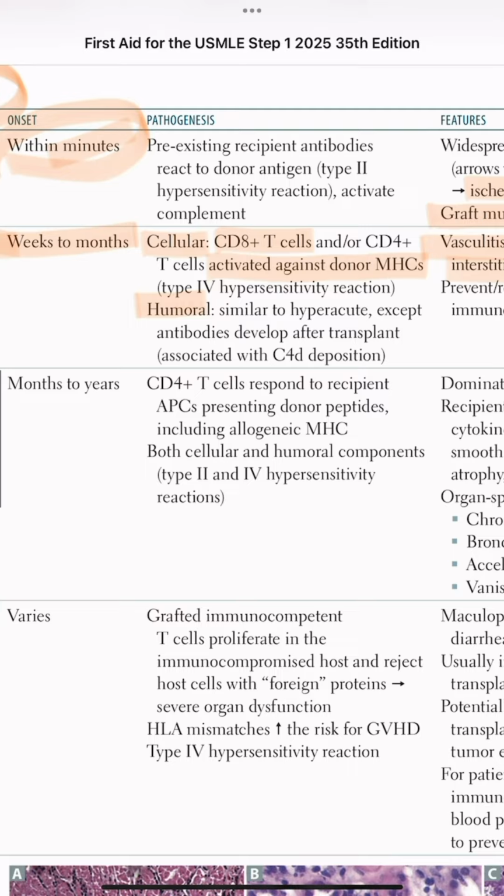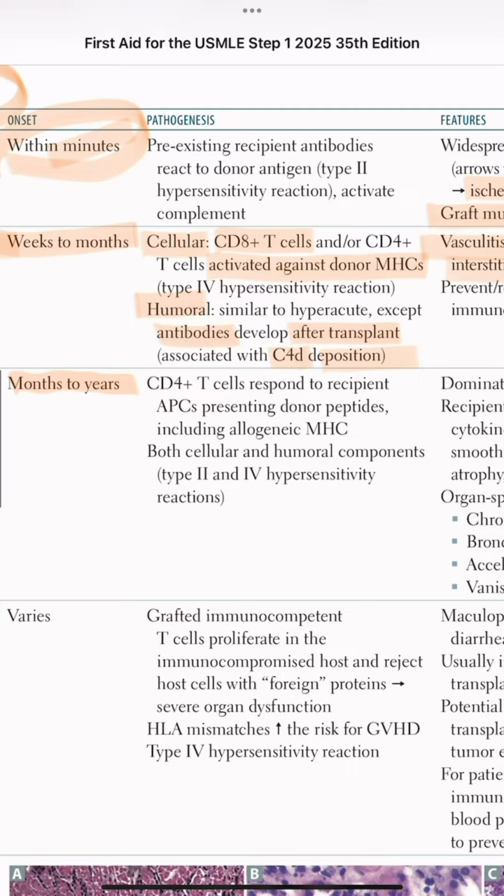In humoral insult, you see something similar to hyperacute, but the antibodies that developed after transplant are associated with C4D deposition.